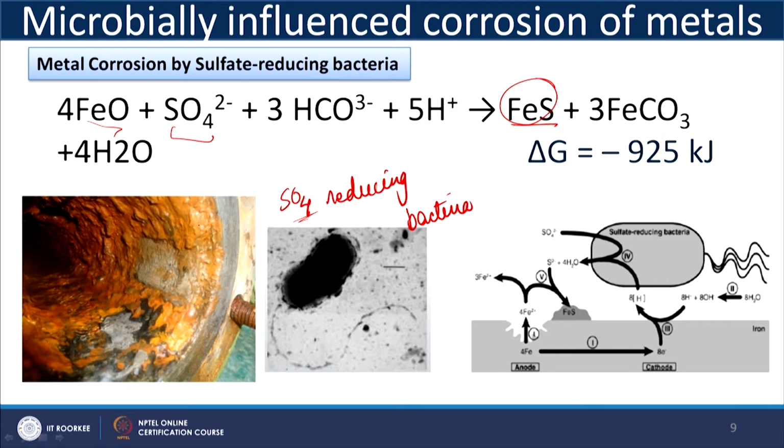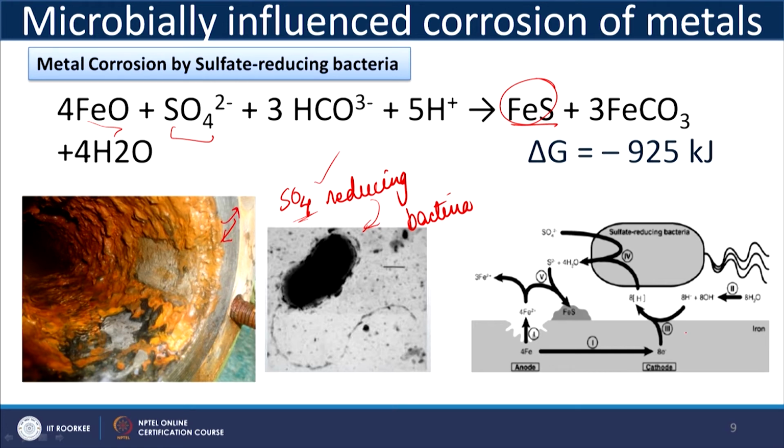Now, recently it has been found that certain sulfate reducing microbes do not need to go through a long process to reduce the iron pipes and corrode them, but they can actually directly receive electrons from iron, or take electrons from the metal.